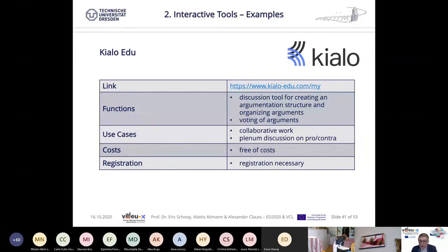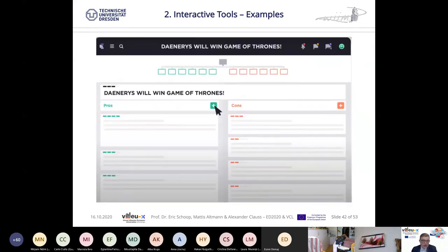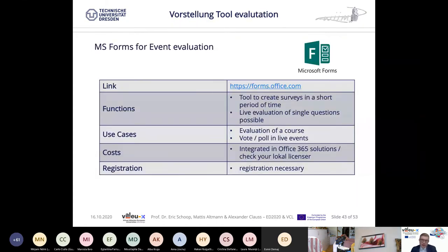But really take that into account. They have a real big tutorial base, and for educators, it's totally free. So it's just a short basic structure of a Kialo debate, but this is only a glimpse of what it could do. Next thing, you maybe know it, Microsoft Forms for evaluation.